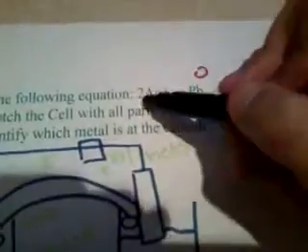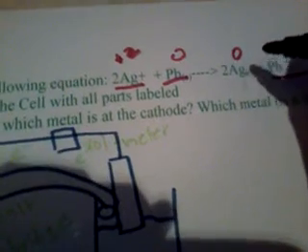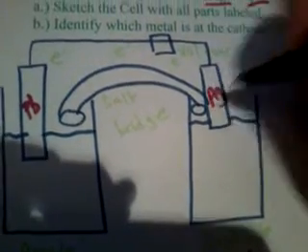And then at the cathode is reduction, so that means whatever gains electrons. So here, Ag went from a charge of 2+ to a charge of 0. So that means it gained electrons, becoming more negative. So that's our reduction step, so that will be at the cathode. So Ag.